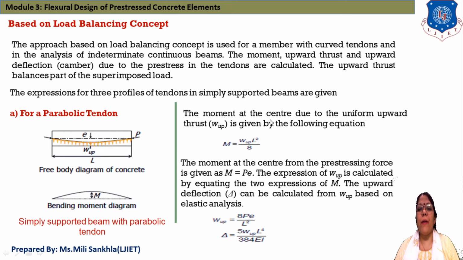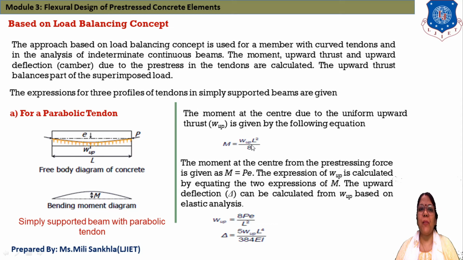Now the moment at center due to this uniformly distributed load is equal to WL square by 8, and this W_UP is our uniform upward thrust. Here in this figure I noted it in the down direction, but that is equal to upward; we can draw it in the upward direction also, the effect is similar. Here this W_UP is our upward thrust and M is equal to WL square by 8, but this moment is induced due to W_UP, so mention here upward thrust.